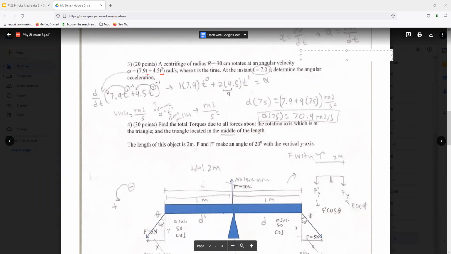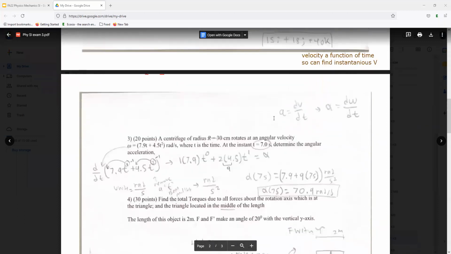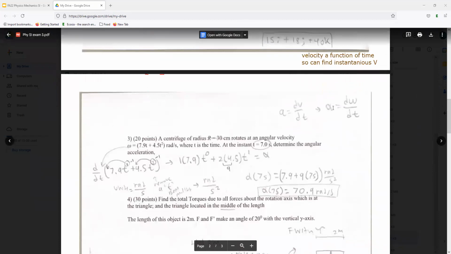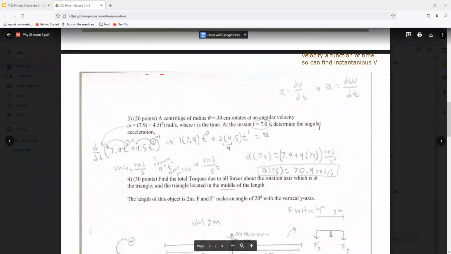It's a function of time, so you want the instantaneous velocity. I probably spelled that wrong, but bear with me. All right, so instantaneous velocity is, if you remember back from linear motion, acceleration is the derivative of velocity over time. You just turn that into angular motion, so alpha is equal to the derivative of omega over time.